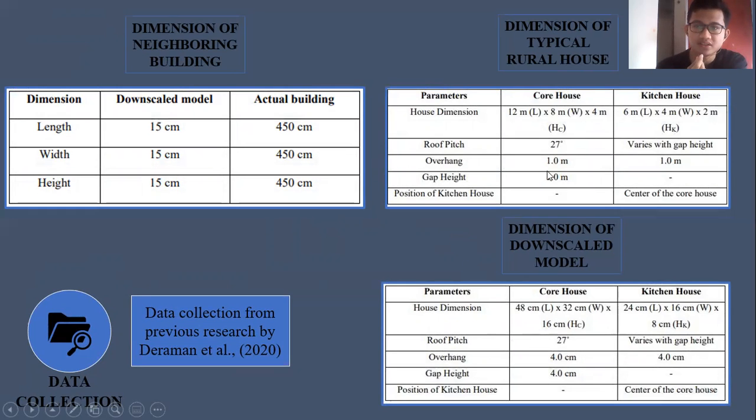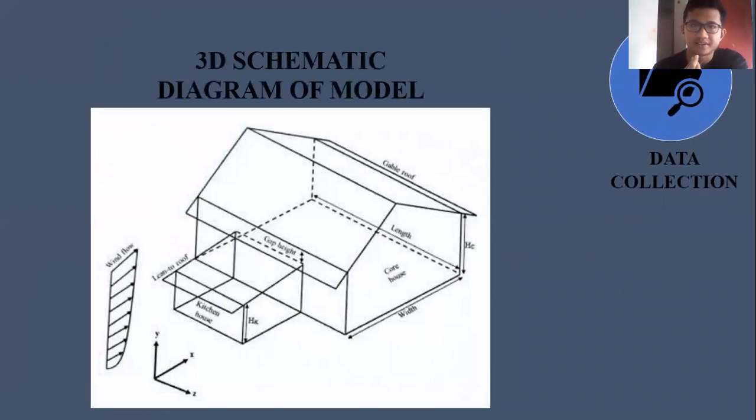A 27 degree roof pitch, 1 meter of overhang, and 1 meter of gap height were chosen because they are the critical elements that make the rural house more vulnerable to windstorm, based on research by Draman et al. Okay, this is the 3D schematic diagram of the model. As you can see, the kitchen house is at the center of the main house.